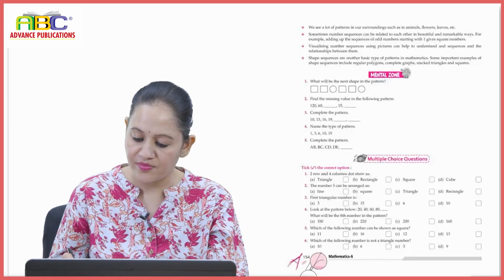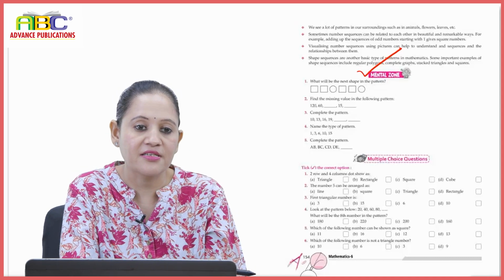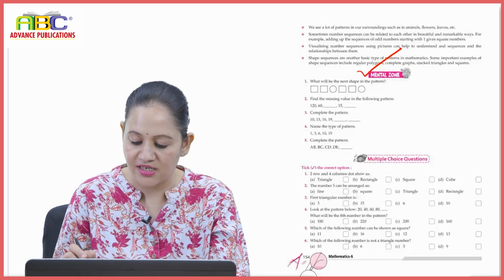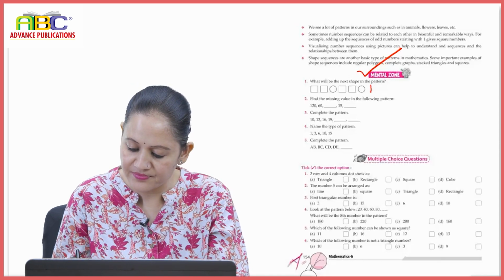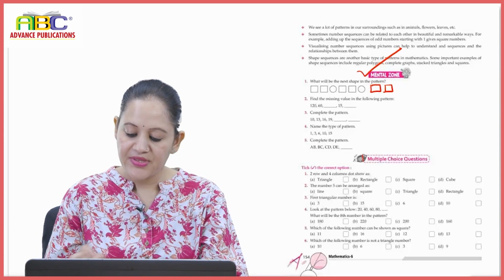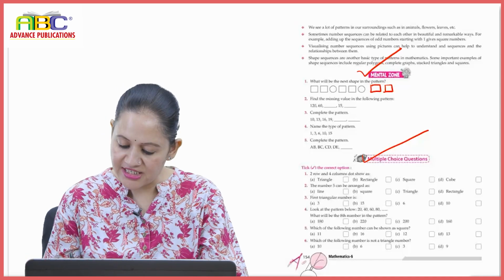Next is Mental Zone. What will be the next shape in the pattern? So you can see 2 squares then a circle, 2 squares, circle, now 2 squares. Clear? Next, multiple choice questions. Choose the correct option. 2 rows and 4 columns of dots show a rectangle.